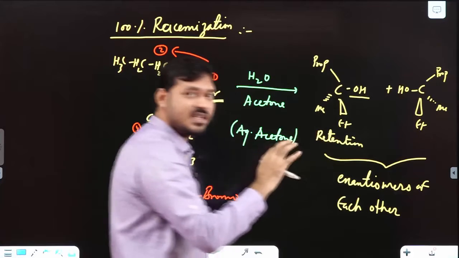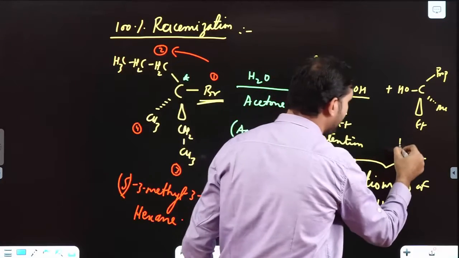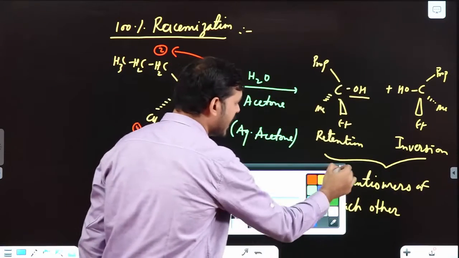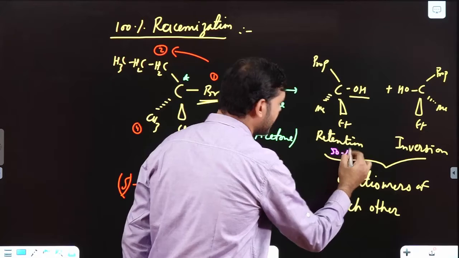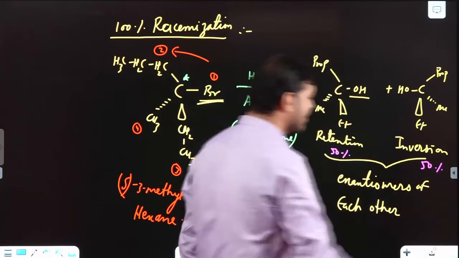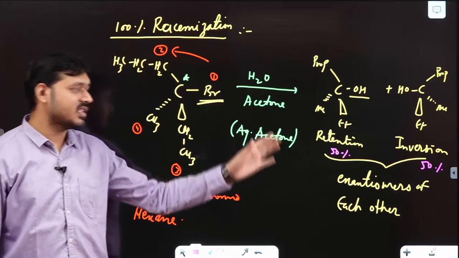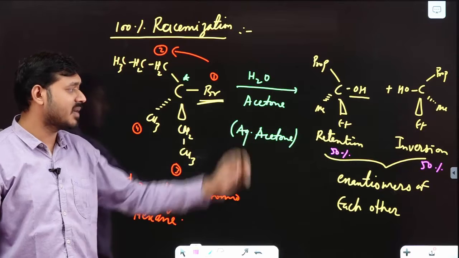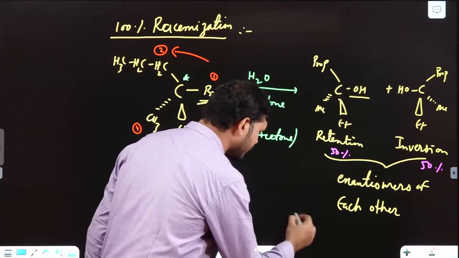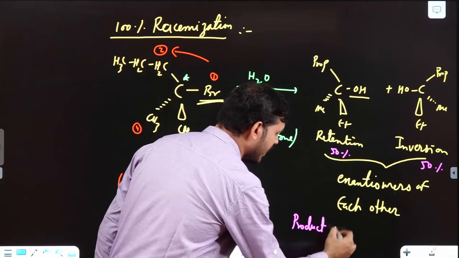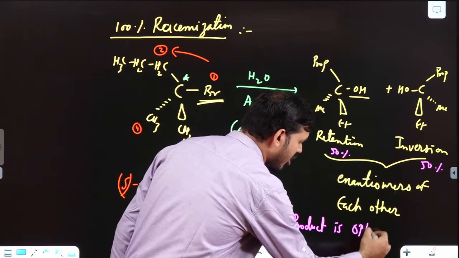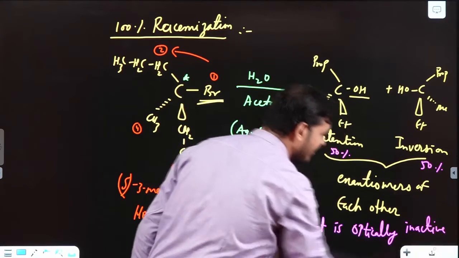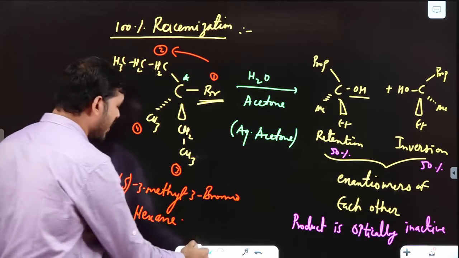When you say retention, it means the same side as it was earlier. And this is your inversion. If I say the percentage observed in this reaction, it is 50% and this is 50%. So here you can see with this example, this is the perfect case of racemization. So 100% racemic mixture is obtained. The product is optically inactive. Clear?